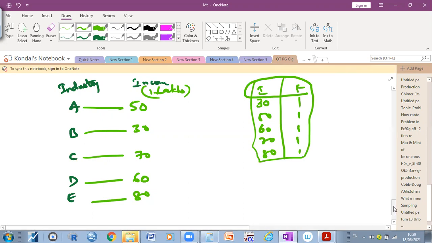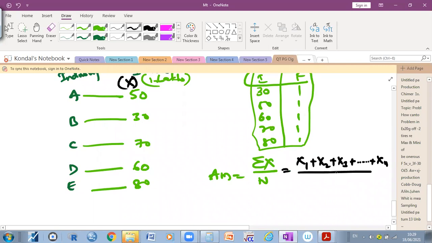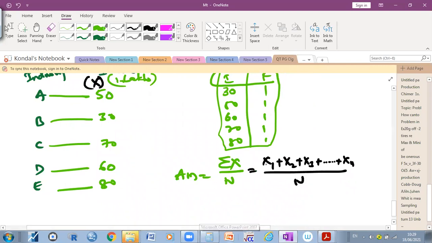For example, I may ask the question: what is the average income of the 5 industries? The average is nothing but the arithmetic mean. What is the formula for arithmetic mean? Sum of observations by number of observations, sum of x by n. Here x is the income. Sometimes we can write x1 plus x2 plus x3 plus dot dot dot plus xn divided by n. x1 is this, x2 is this, x3, x4, x5. So we need to add all the values.